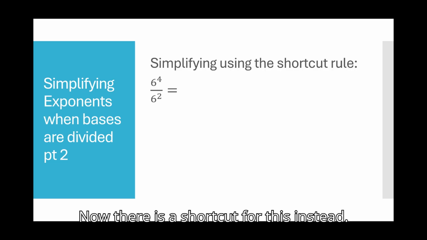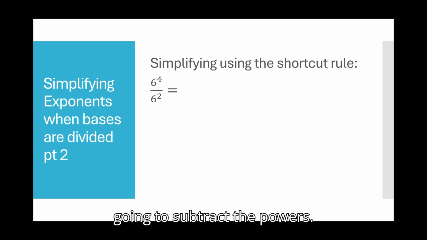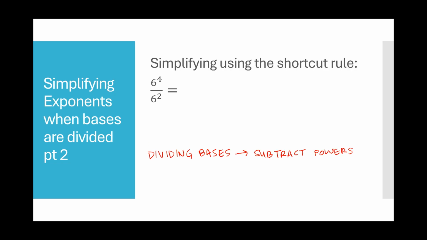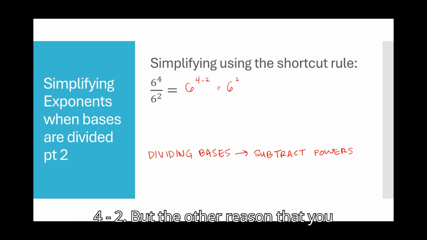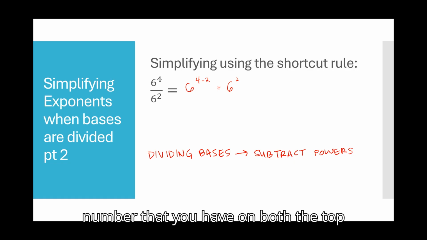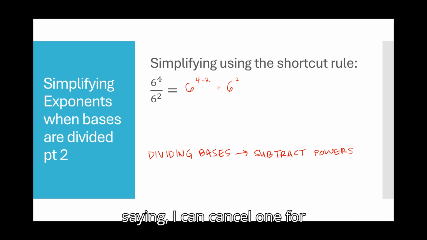Now there is a shortcut for this instead. When you are dividing the bases, you are going to subtract the powers. And we saw before that this was 6 squared, which is the same as 4 minus 2. But the other reason that you can use to think about this is each number that you have on both the top and bottom can get canceled out. So when you're subtracting those powers, you're saying, I can cancel 1 for each of these ones shown here. I can't cancel more than that, but I can cancel these 2 out of the top.